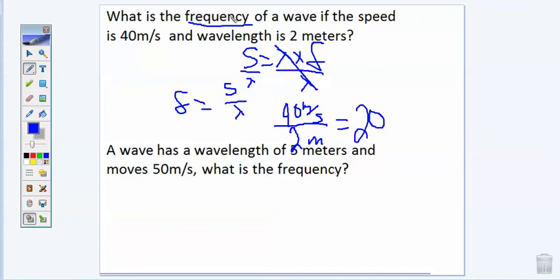And look back to what we're solving for. We're trying to solve for the frequency. Frequency is measured in hertz. Pause the video. Try the second example problem.